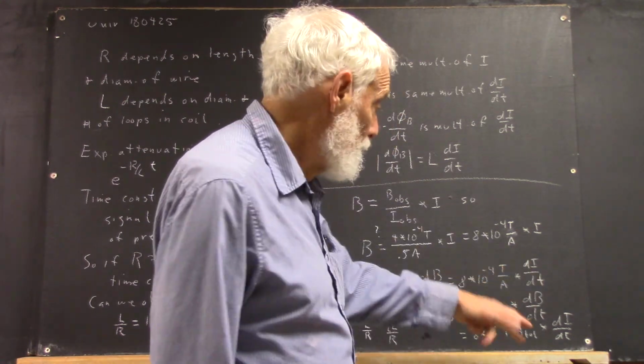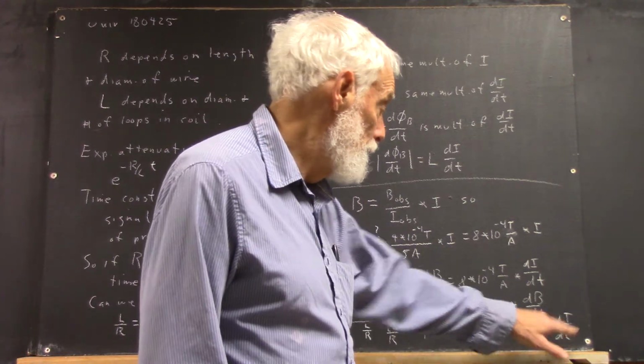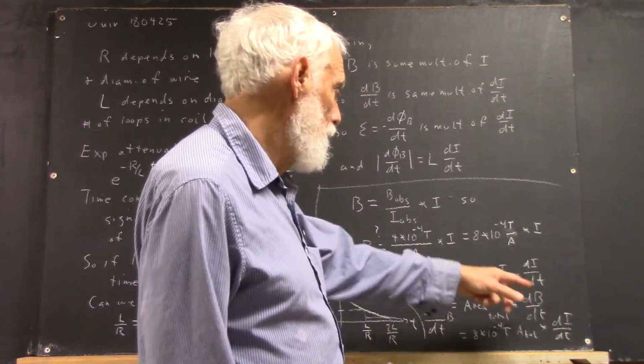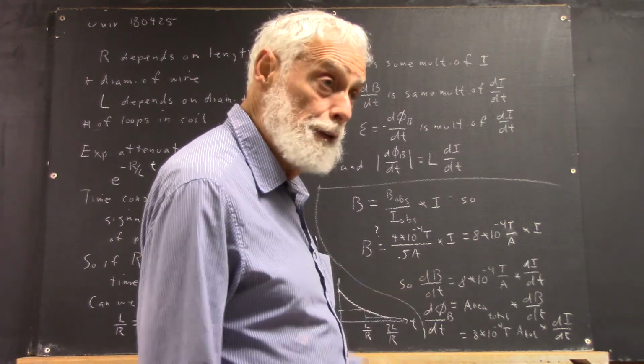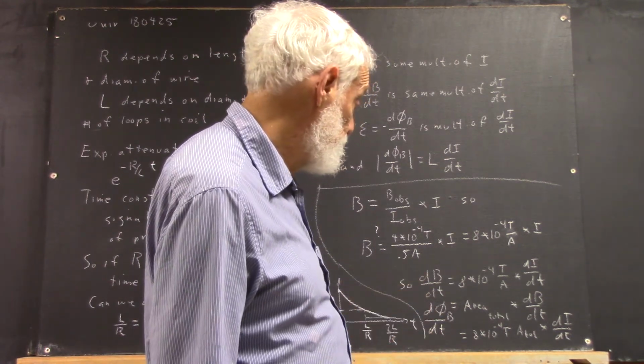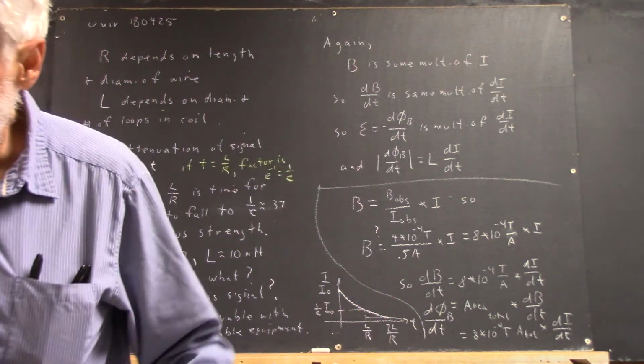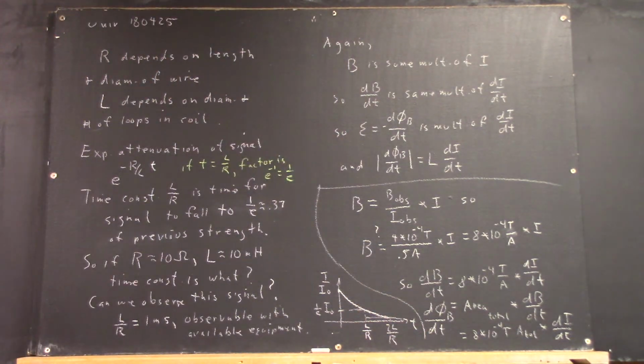Because that's what inductance is. It's a multiple of dI/dt that gives you your EMF. Your EMF is your dΦ/dt. Right. Okay? So, what's your total area? What's your EMF? Sorry, what's your inductance?